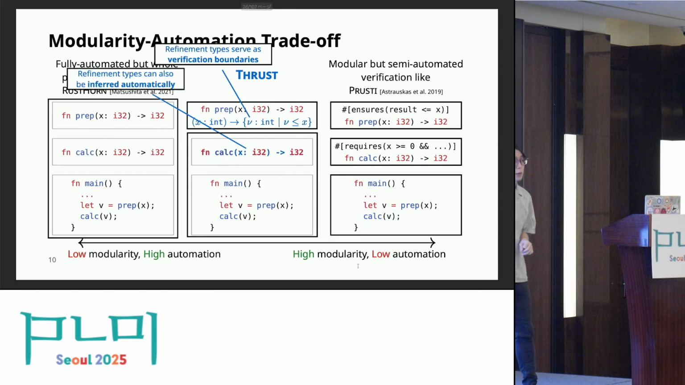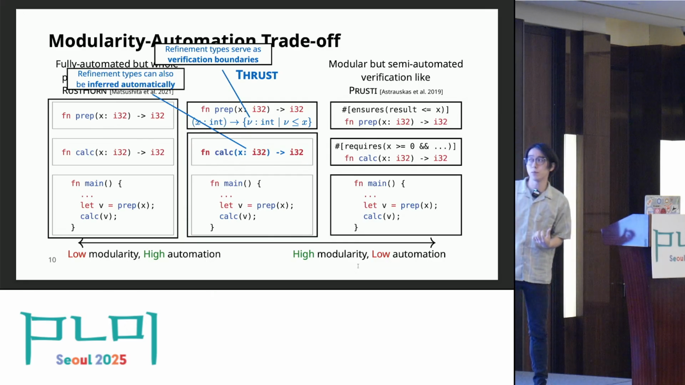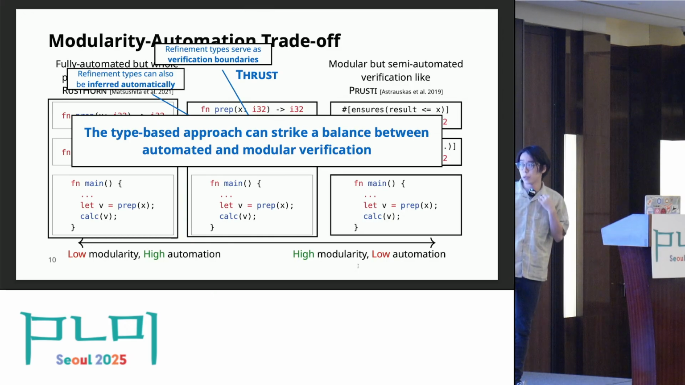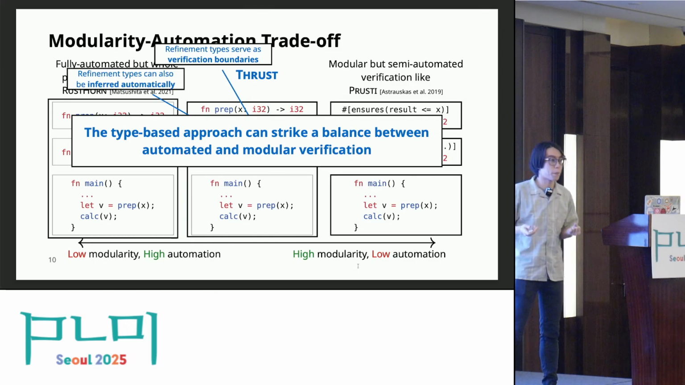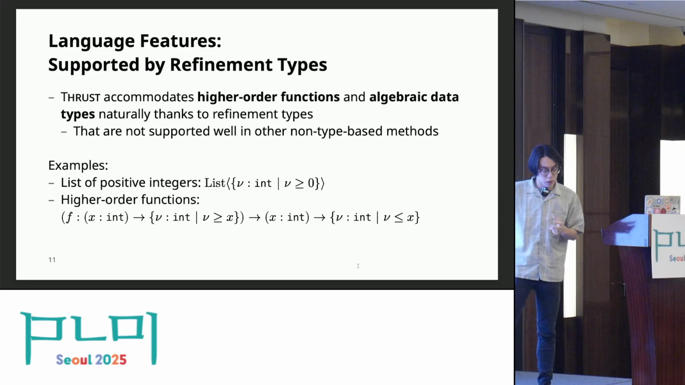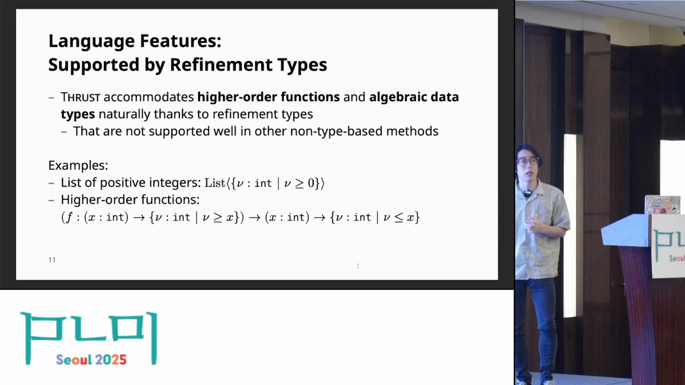Because refinement types work as verification boundaries, making verification modular, but refinement types can also be omitted if the user wishes, and let Rust infer these types automatically for you. So refinement types work as a flexible boundary of verification, striking a balance between automation and modularity. And also, Rust accommodates higher order functions and algebraic data types thanks to refinement types. Both features are essential for practical Rust programming.